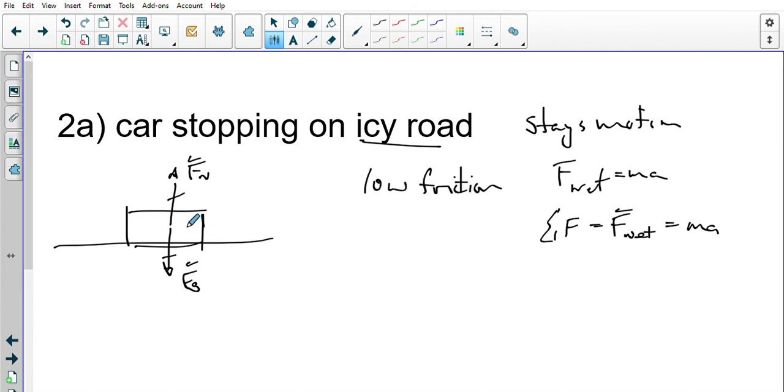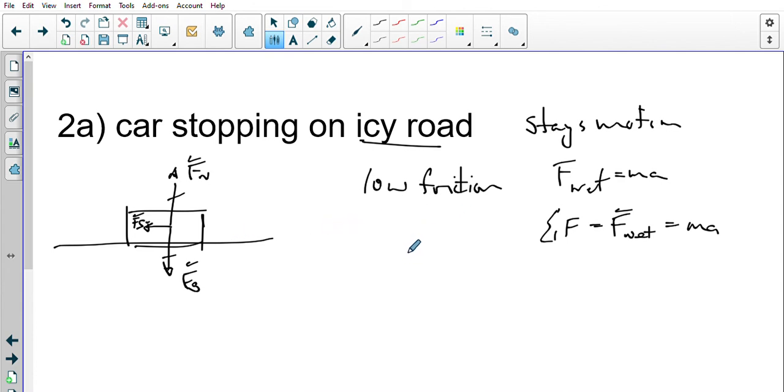All right. So what forces do we have acting on it? Well, we've got the force of the car going forward, right? No. And that's where Newton's first law of motion comes in. All we have is the force of friction going backwards. And if that's the only force there, and it's so low, the car has a hard time stopping.